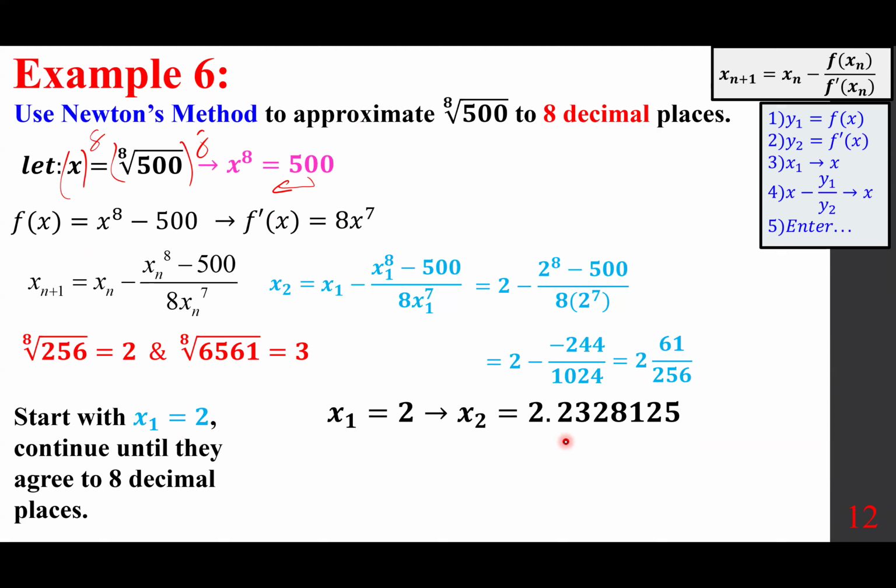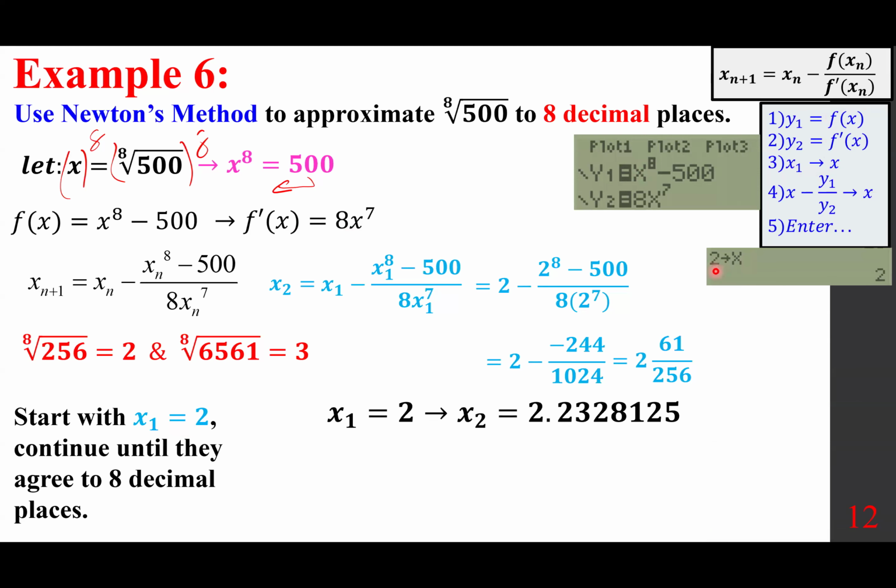And so having said that, this program says you use a graphing calculator and you put f of x into y1. F of x is what? In this case, x to the power of 8 minus 500. Then you put f prime into y sub 2. In this case, it is 8x to the power of 7. And then you start with x sub 1, which happens to be 2, and you store it in x with the arrow. Then x minus y1 over y2. We are writing this formula and storing it in x, and it gives you this number.